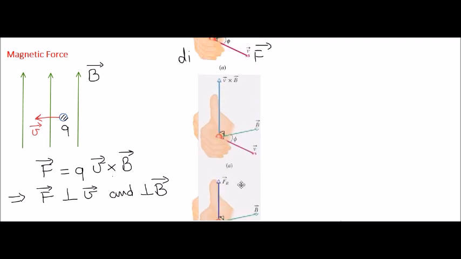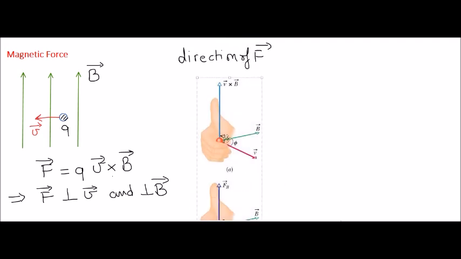Here we have an image explaining the right-hand rule. You orient your hand in the direction of the velocity, shown here, your fingers pointing in the direction of V, and you turn them, or you sweep them, from V to B. So you turn your fingers from V to B. The direction of your thumb gives you the direction of the cross product V cross B.